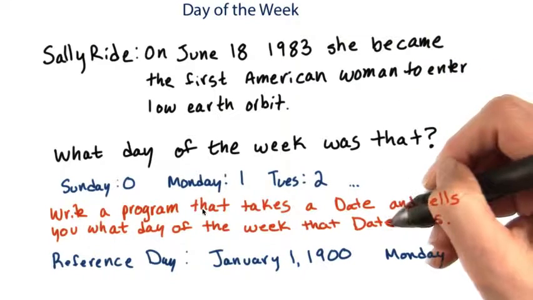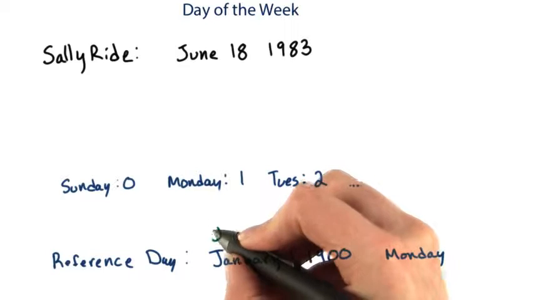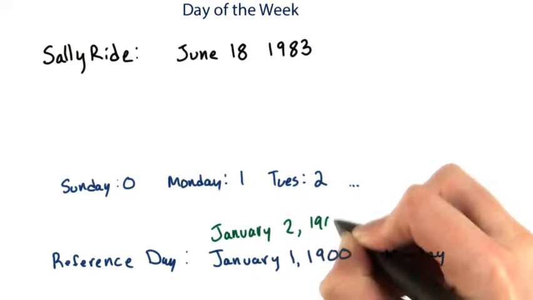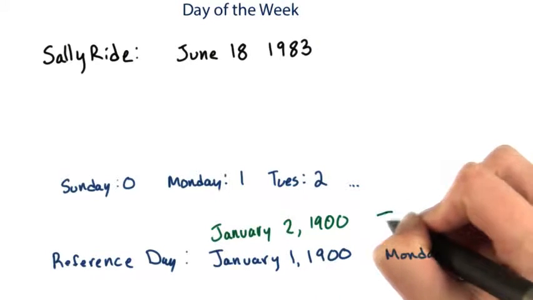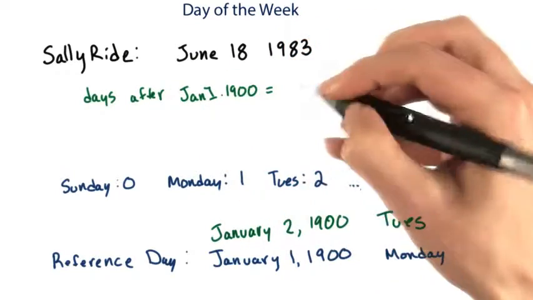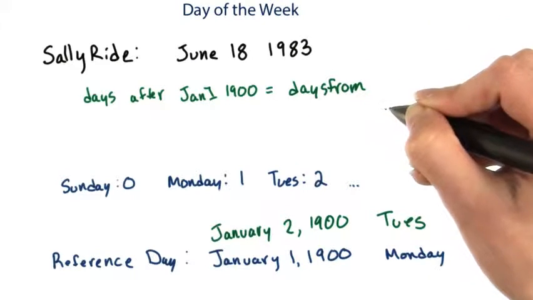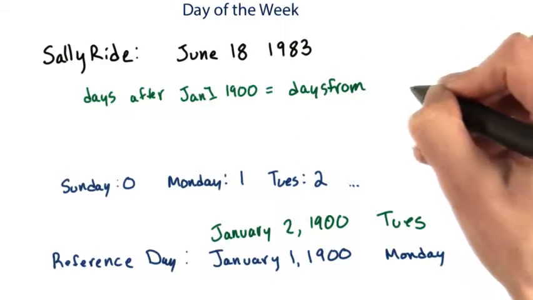Before I write the code for this, I want to work it out for a couple of examples. Probably the easiest example would be January 2nd, 1900, since I know that would be a Tuesday. I can calculate the days that January 2nd is after January 1st by using the days from method on the day object. In this case, it would give 1.